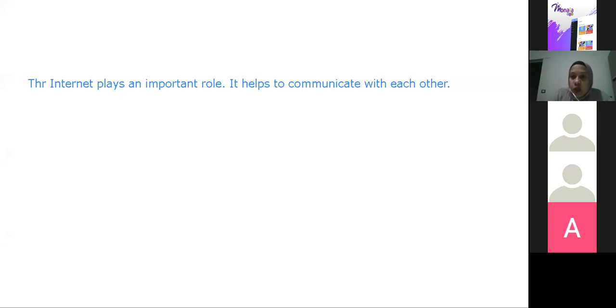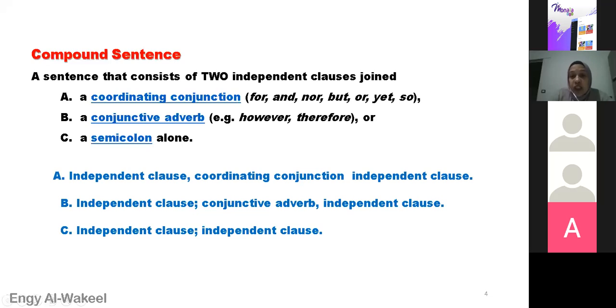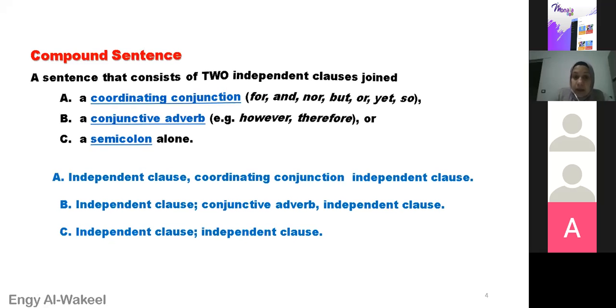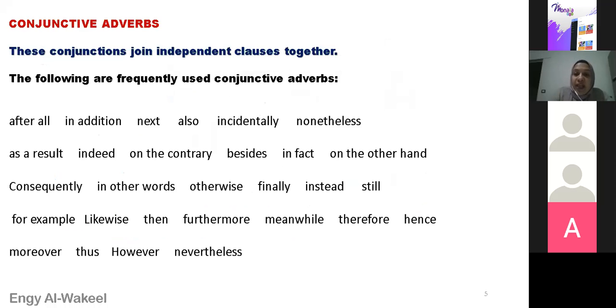Okay, so the second way, which is what? Here we can put a semicolon. Yes, but with a semicolon, it's not with the FANBOYS, it's with the conjunctive adverbs. Like what? You're gonna see all of these are conjunctive adverbs: after all, in addition, next, also, incidentally, nonetheless, and so on. So how can I use it? To be right, before any one of them you have to put a semicolon and after it a comma. In this case, you will have a compound sentence.